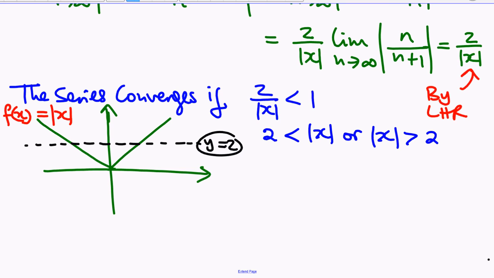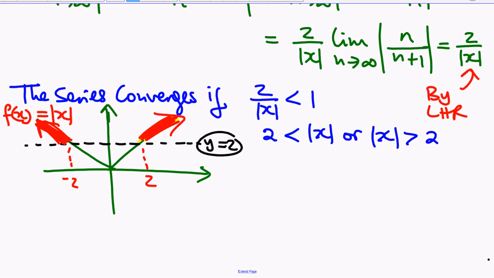And we're trying to find values of x where the absolute value of x is greater than 2. Now the absolute value of x is greater than 2 on this side, basically on this side. For this, let me use a different color. Maybe that one. On this side, and on this side. Now here the values of x are 2 and negative 2.